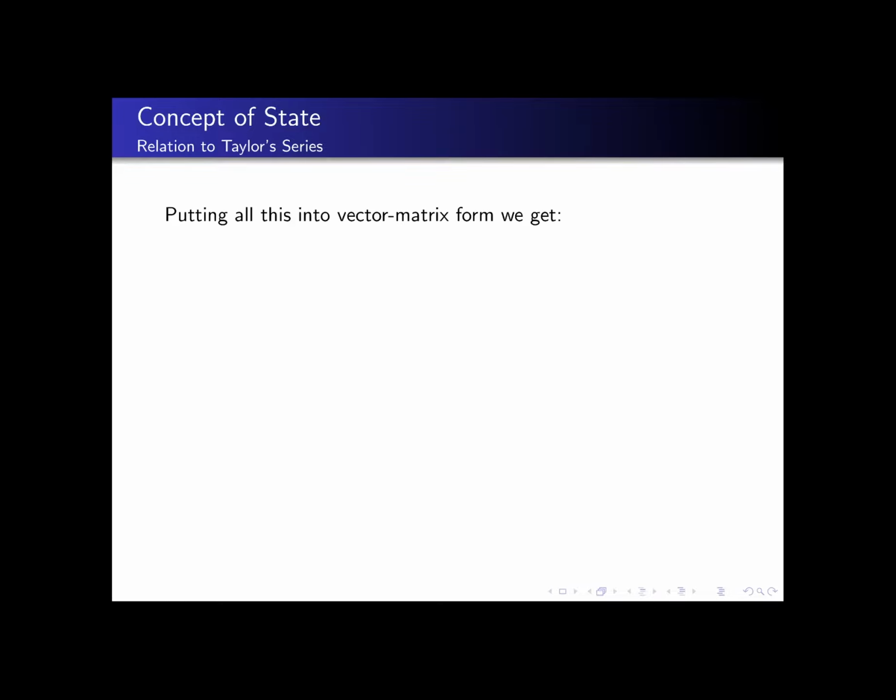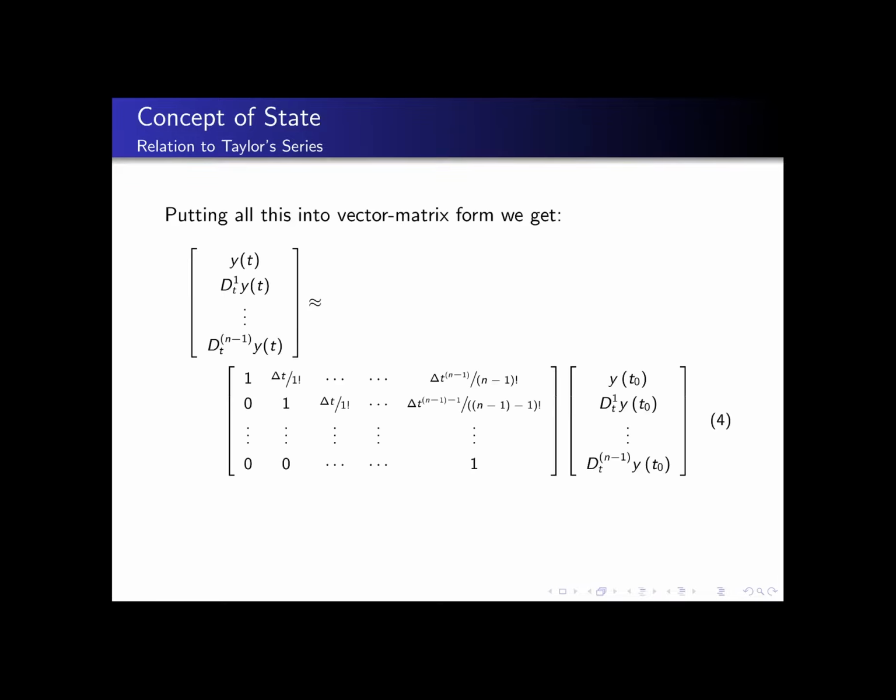Well, we can put all this into a vector matrix form like this. There you can see in the first row, it's just y of t being expressed as a normal Taylor series up to a point. This is just an approximation up to order n minus 1. But you can do the same with the first derivative and the second derivative and so on. So you can put all this together into a vector matrix form. And you can see then how the state would evolve with time given this Taylor matrix.